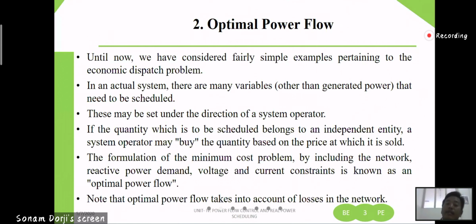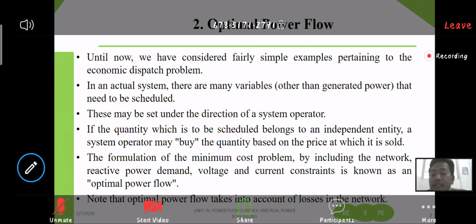But there are many variables which we need to consider. This may be set under the direction of the system operator. How to carry it out will depend upon the direction of the system operator. The system operator has to find, as far as possible, low-cost or cheap energy. If the quantity to be scheduled belongs to an independent entity, then sometimes the system operator may have to buy the energy from another company or independent entity.